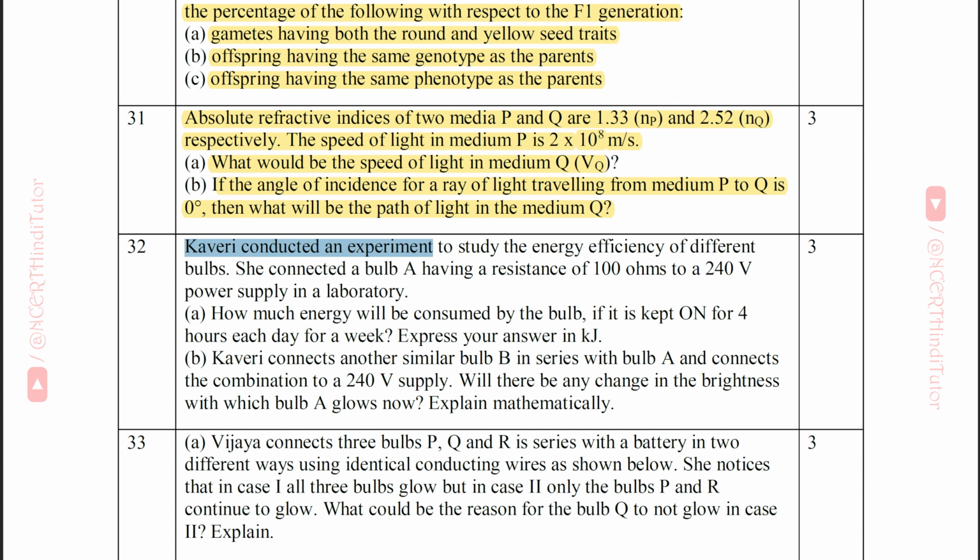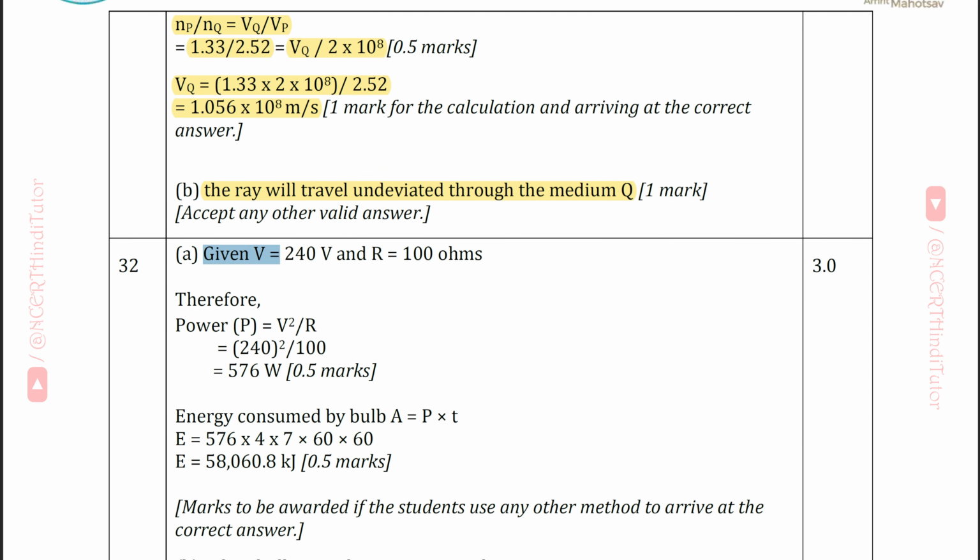32. Kaveri conducted an experiment to study the energy efficiency of different bulbs. She connected a bulb A having a resistance of 100 ohms to a 240 volt power supply in a laboratory. A. How much energy will be consumed by the bulb if it is kept on for 4 hours each day for a week? Express your answer in kilojoule. Answer. Given V is equal to 240 volt, R is equal to 100 ohm. Therefore, power P is equal to V square upon R. So, putting the values in the formula, we get power is equal to 576 watt.